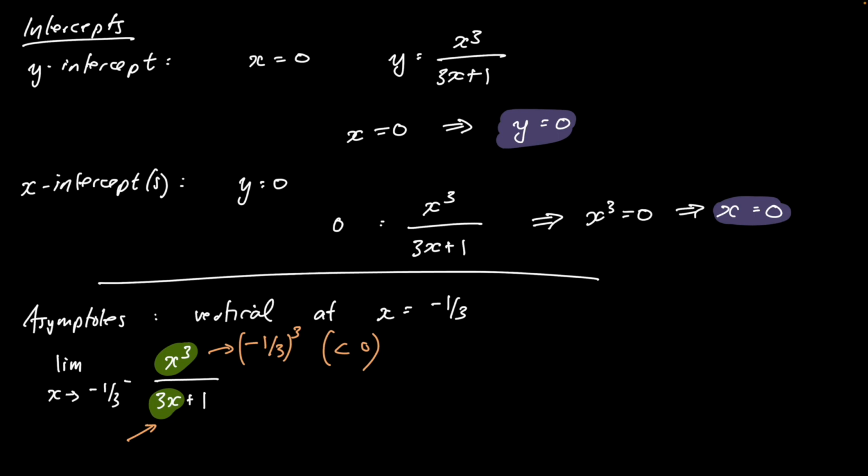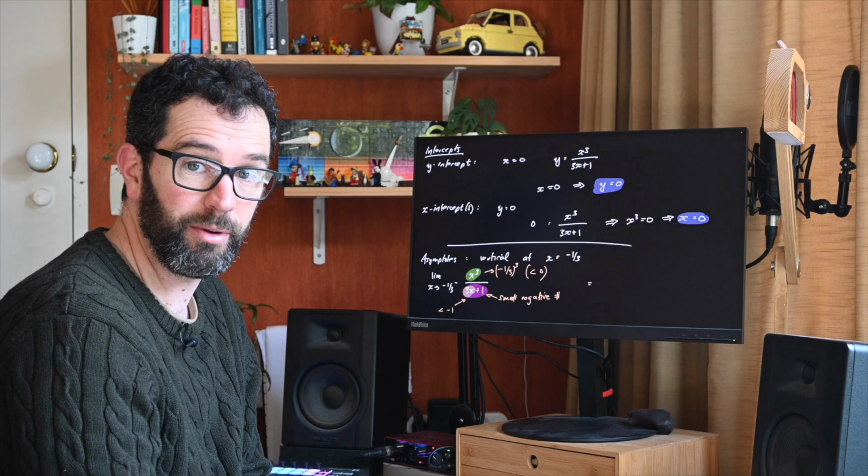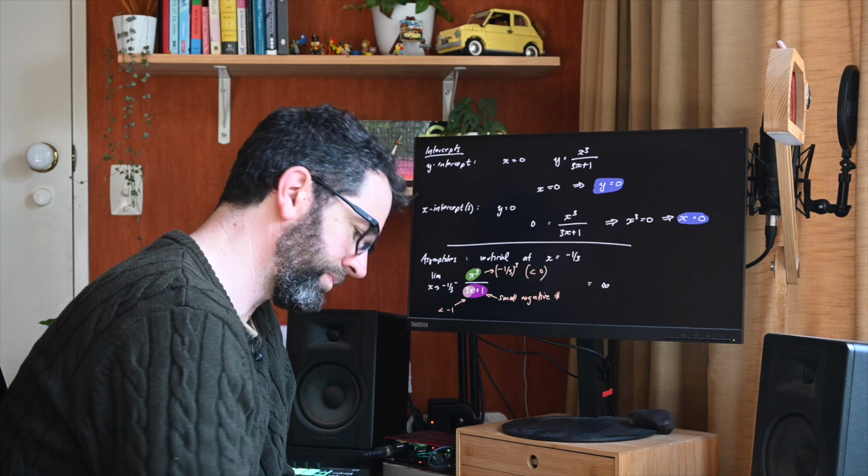So what we find is that this 3x term is going to be less than negative 1 if x is coming in from the left-hand side, from a more negative value, which means that overall the bottom of our fraction is going to be slightly negative, because the first part is less than negative 1. Add 1 to that, we're still in negative territory. So this is going to be a small negative number.